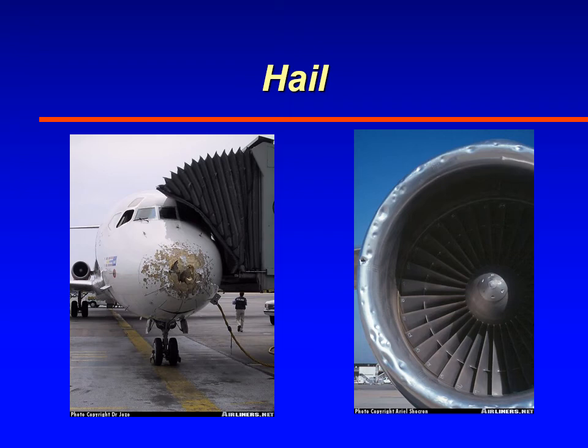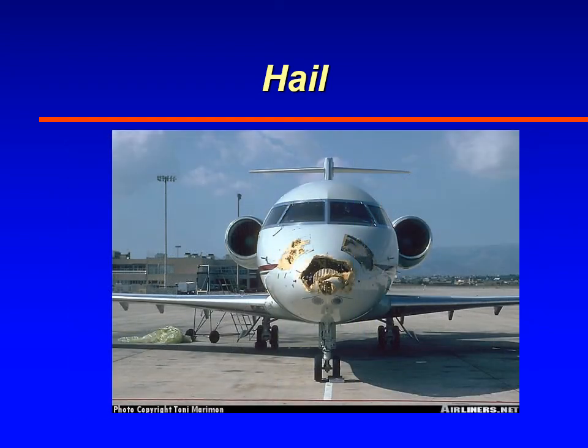You can see hail produces quite a bit of damage to the engine inlet, to the turbine engine turbine blades, and also to the compressor blades, but also to the radome. Radomes are made of fiberglass. They tend to disintegrate when pounded by hail. So these are pictures from airliners.net.